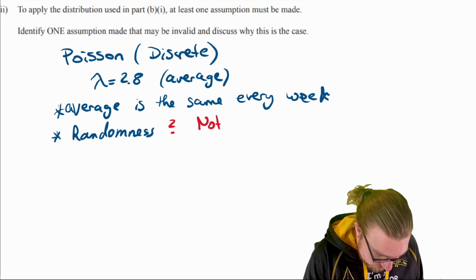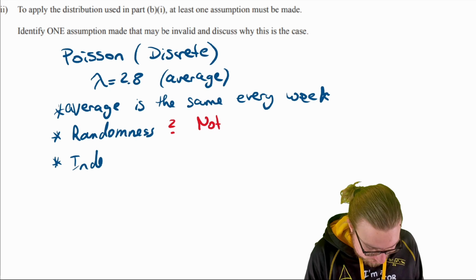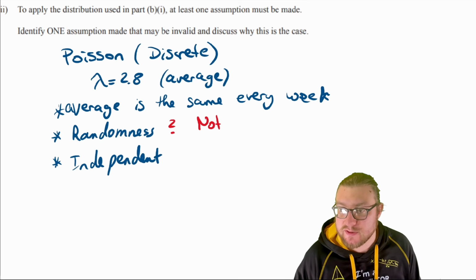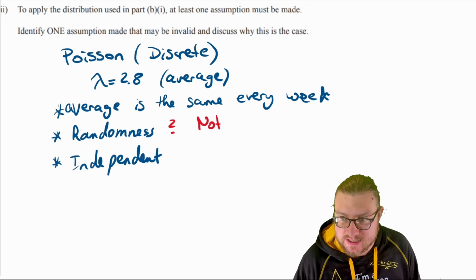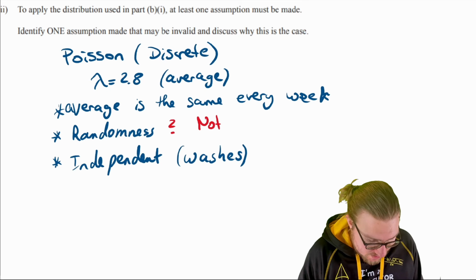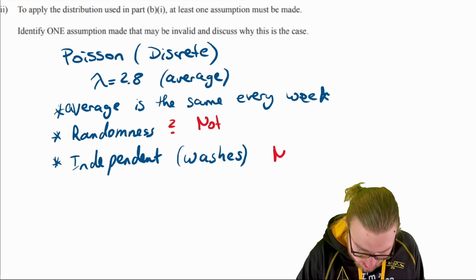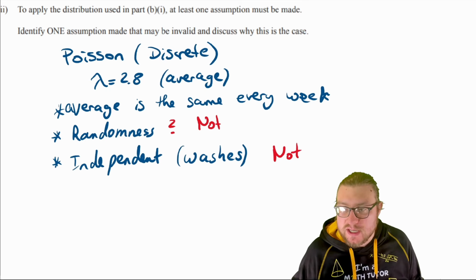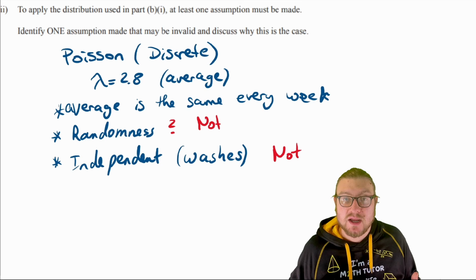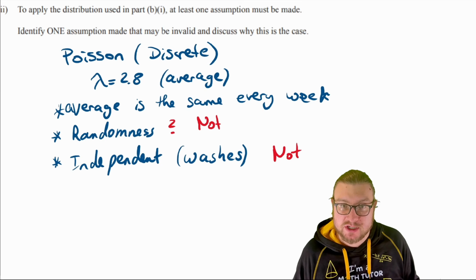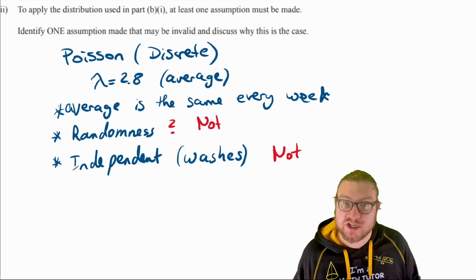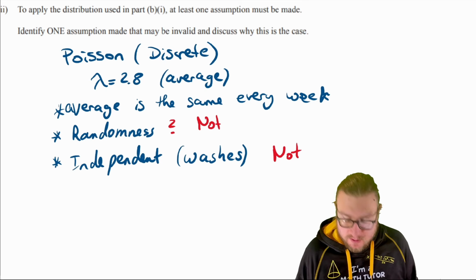Also, the next part, we assume independence. So we have independence between days. The washes themselves are all independent of each other. Is that true? Again, no. It's not independent. If you've already washed it on one day, that will affect whether you're going to wash it again or not. If you've washed it 7 times already, that will affect whether you're going to wash it again, which is kind of daily.